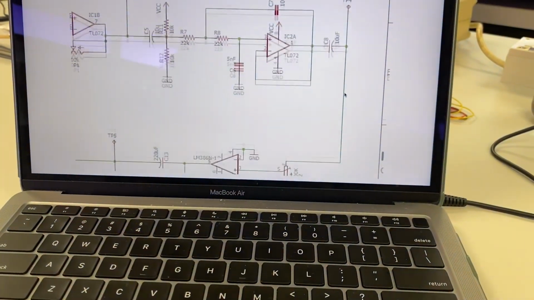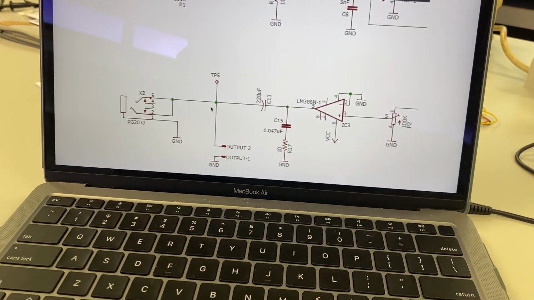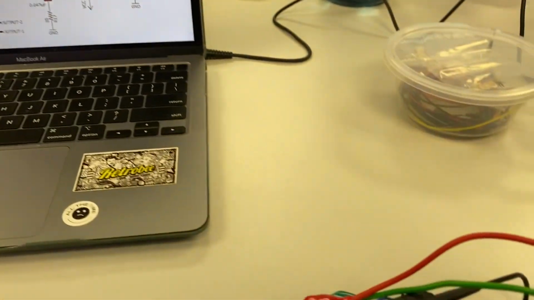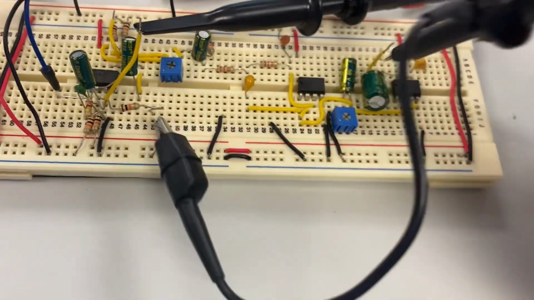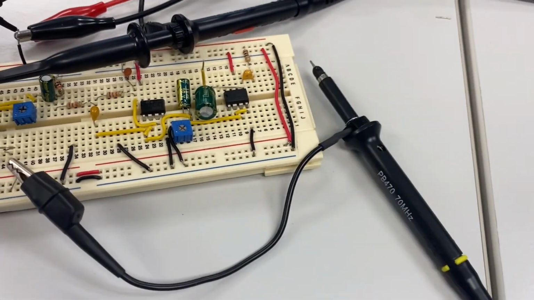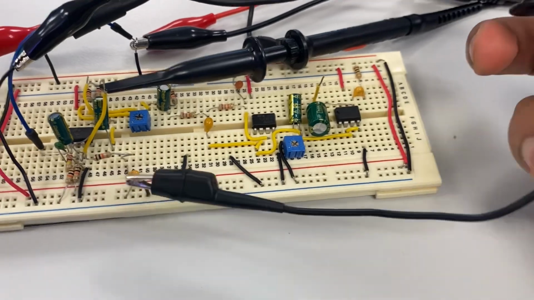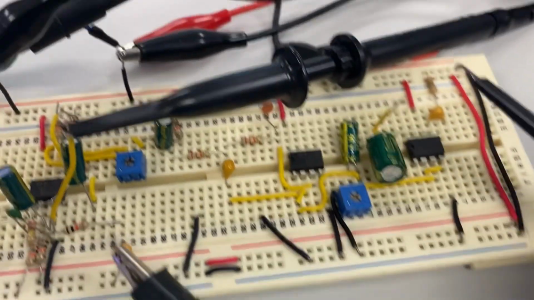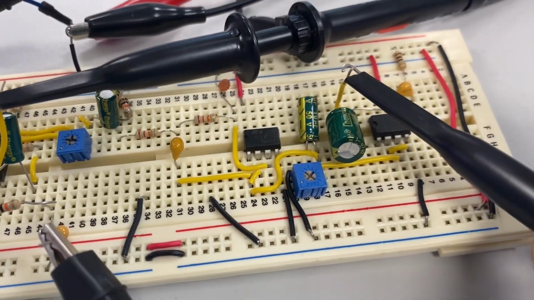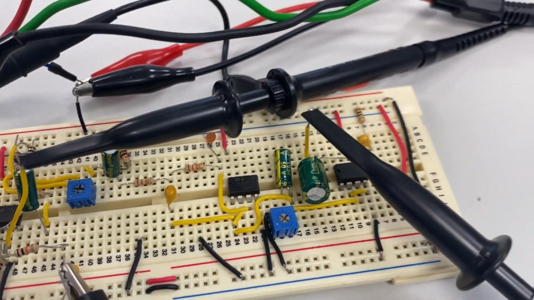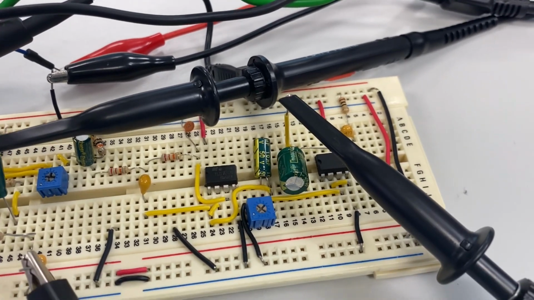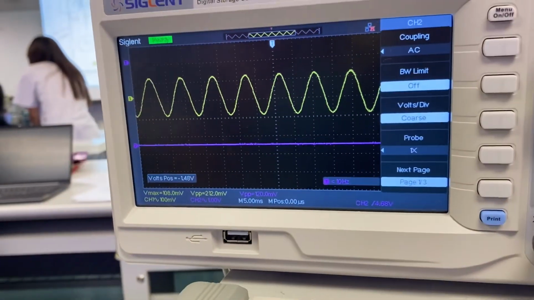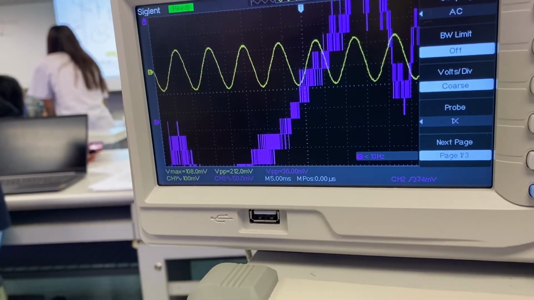Lastly, let's locate test point 5. It is found after C13. We will connect the probe of channel 2 to test point 5. We will adjust the trimmer until we get a reading of about 11 volts.